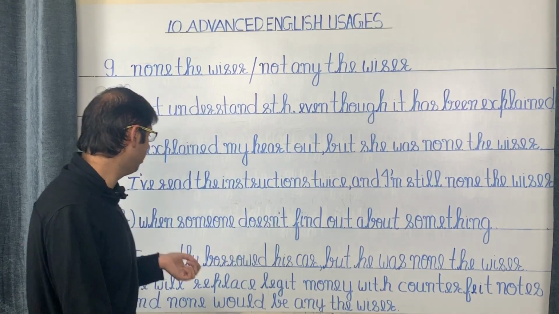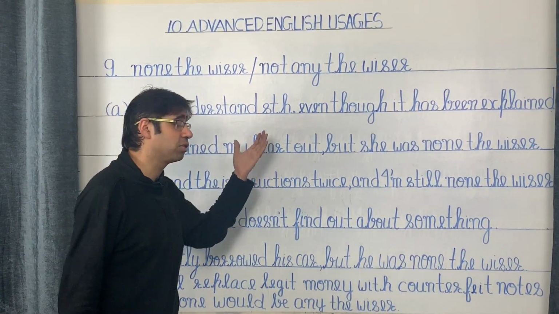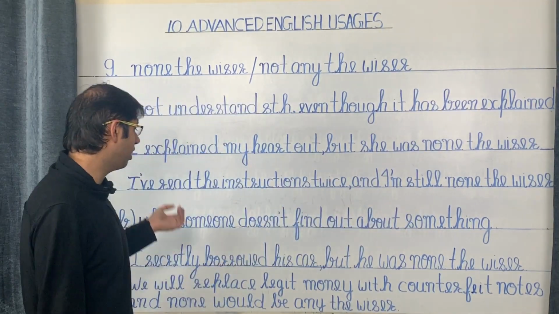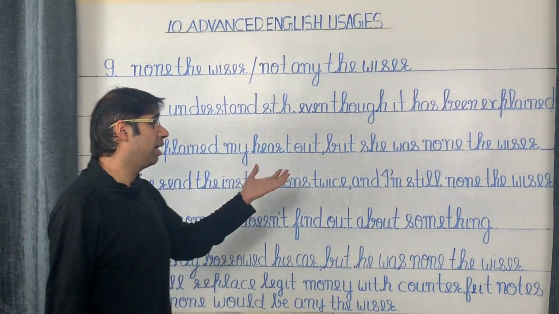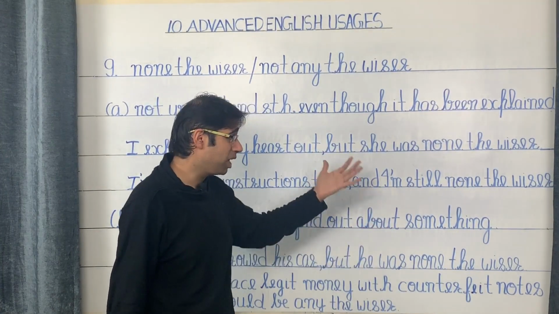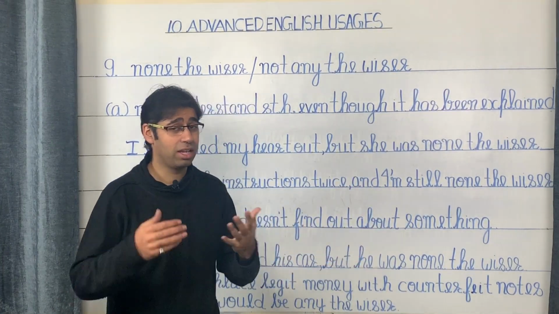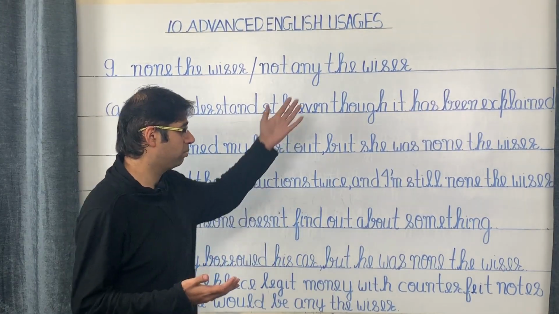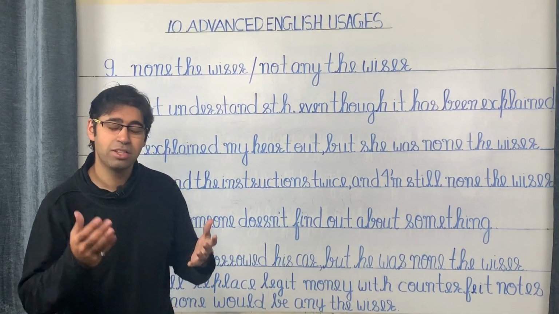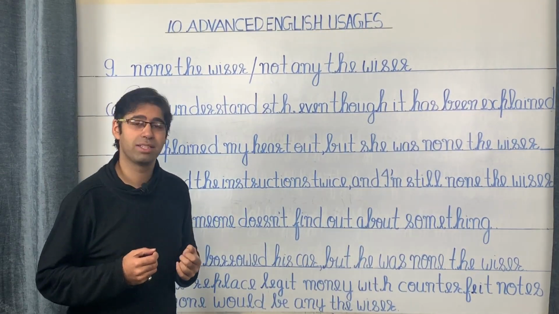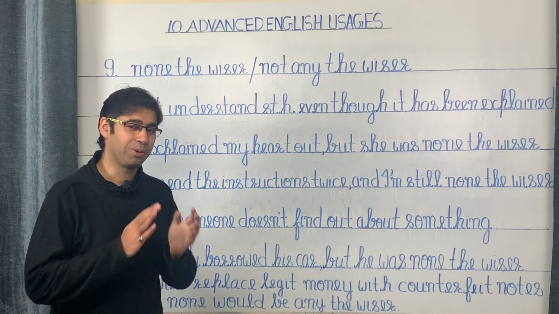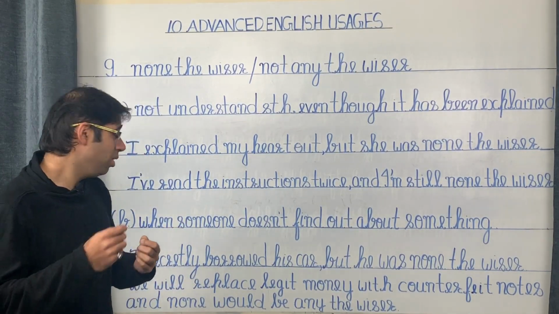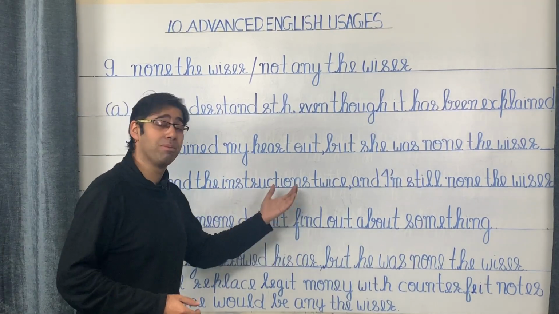Taking another example, we've got, I've read the instructions twice, and I'm still none the wiser. And that says that I've read the instructions twice, and I still don't understand. So you may have observed that none the wiser can be used in any of the tenses, be it past, present, or the future. We've talked about past and present, future is coming up. So that's about the first use of none the wiser. On to the second one, and this is a more sly usage. Let's check it out. This is used for someone who doesn't find out about something.